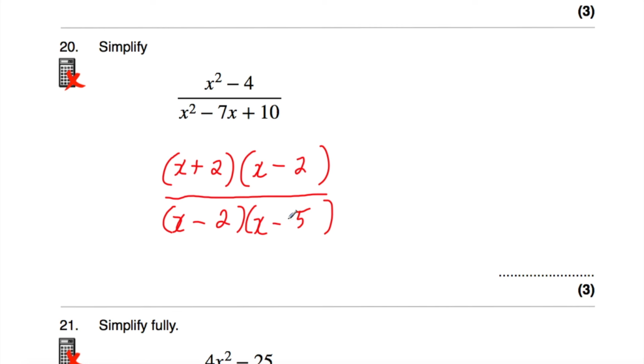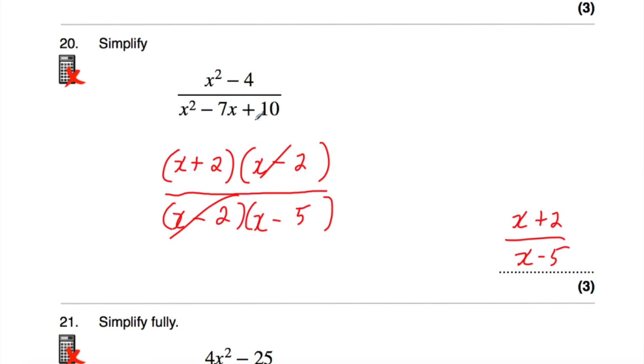Okay, now we can actually see here that both the numerator and the denominator are divisible by x minus 2. We can divide the numerator by x minus 2 and the denominator by x minus 2. So that'll leave us an answer of x plus 2 over x minus 5. And that's it, we've simplified that algebraic fraction.